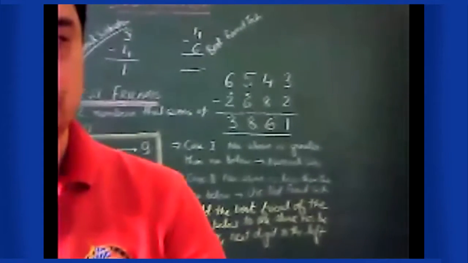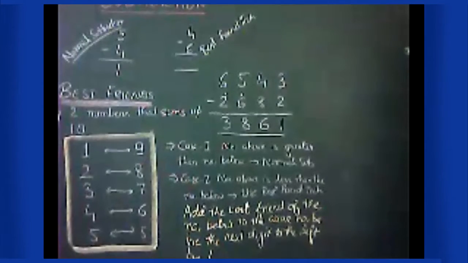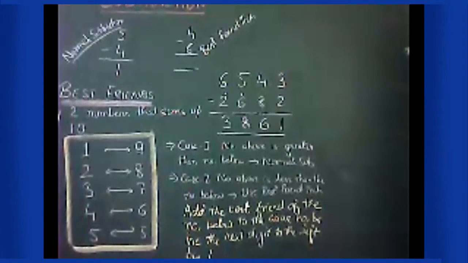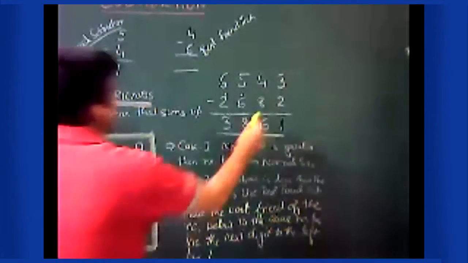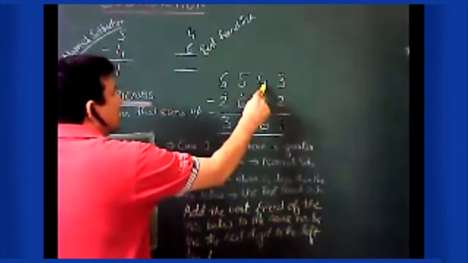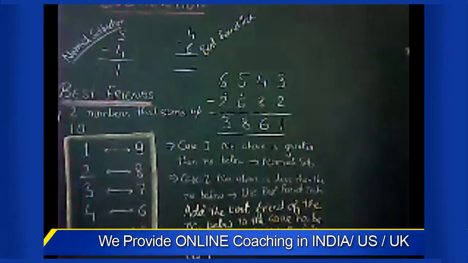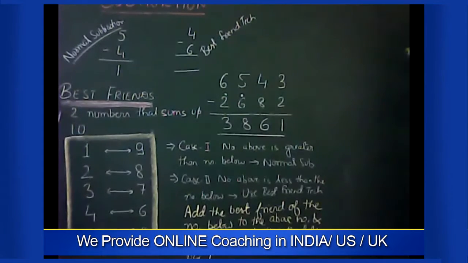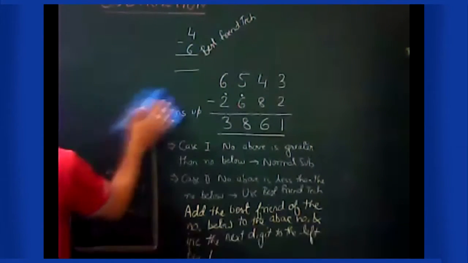Yeah, so basically, if the top number is less than the bottom number, then you add the best friend to that. And then you subtract it. So then I don't subtract. I simply add the best friend of this number to this number and increase the next digit by 1. Oh, so you add the best friend to the number on top of it, and then you put that on the bottom. Yeah. Oh, okay.